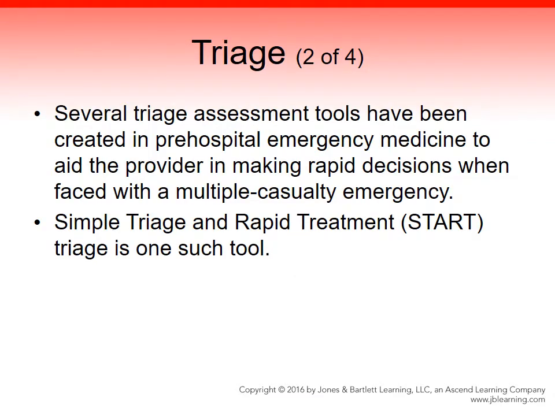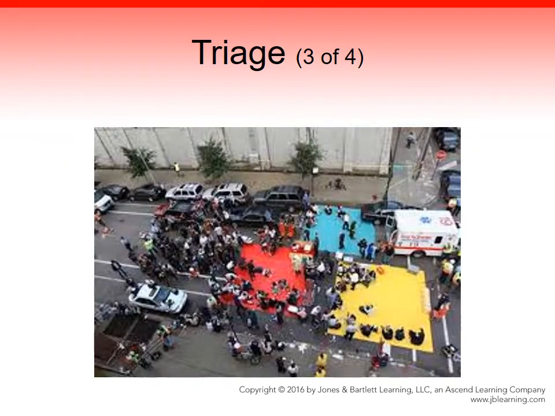Several triage assessment tools have been created in pre-hospital emergency medicine to aid the provider in making rapid decisions when faced with a multiple casualty emergency. Simple triage and rapid treatment, or START, is one such tool. START triage separates the injured into 4 groups: the expectant, who are unlikely to survive given the severity of injuries; the immediate, who can be helped by immediate interventions or transport; the delayed, whose injuries are serious and life-threatening but who are not expected to deteriorate significantly over the next several hours; and the minor, who have minor injuries and are likely to deteriorate over the next few days.